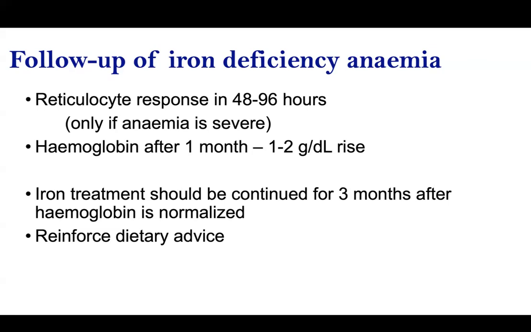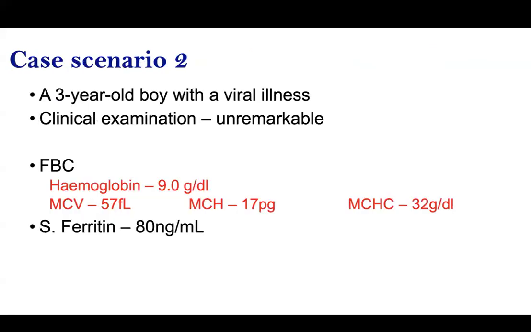There's no need to repeat ferritin or iron studies. The only thing to repeat is hemoglobin. So you can repeat the hemoglobin monthly until it is normalized. In a child between 6 months to 2 years, 10.5; 2 to 5 years, 11; and more than 5 years, 11.5. Once it is normalized, you continue iron treatment for another 3 months to make sure that the iron stores are replaced, and then stop iron treatment. However, the dietary advice should be reinforced and dietary management should continue. So that's the management of iron deficiency anemia.